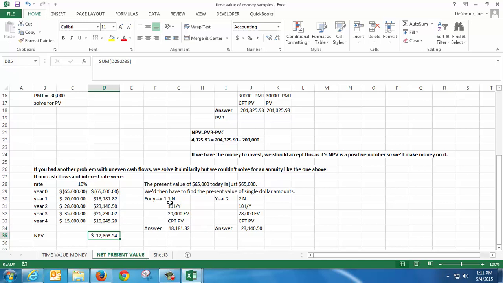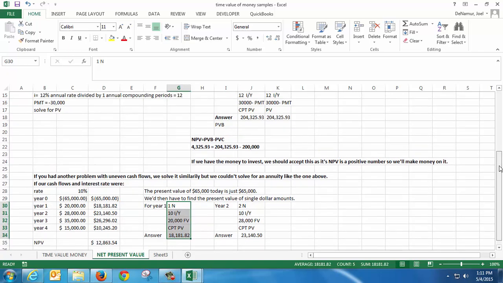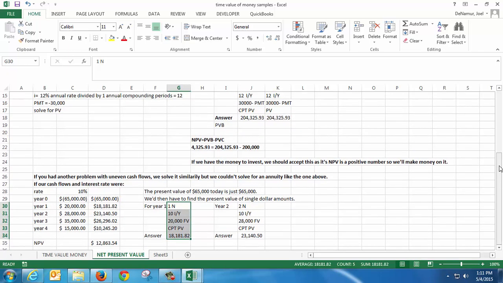I have the steps here for what you'd have to type in your calculator. And this is a little more time intensive than the annuity one, but not that much harder. You guys could do that as well. I have another video if you guys want to solve this using Excel. You guys can watch that one as well.